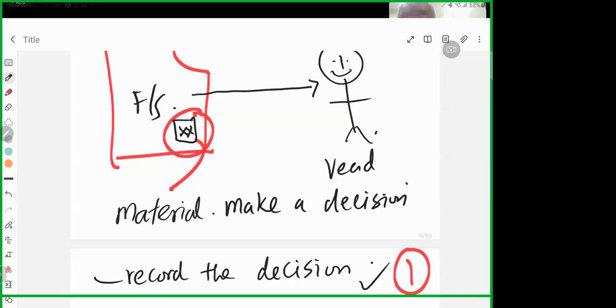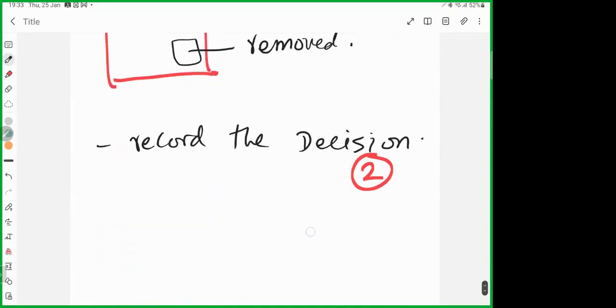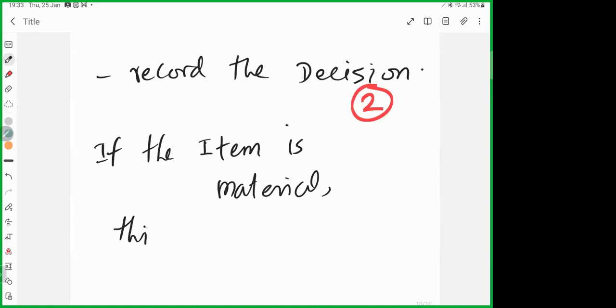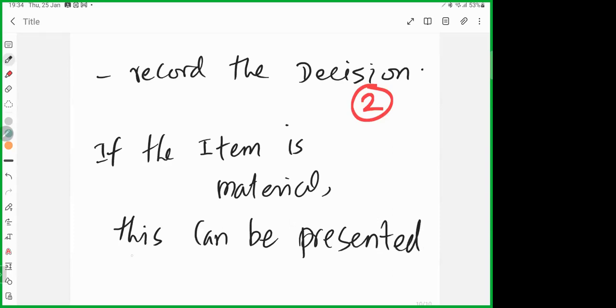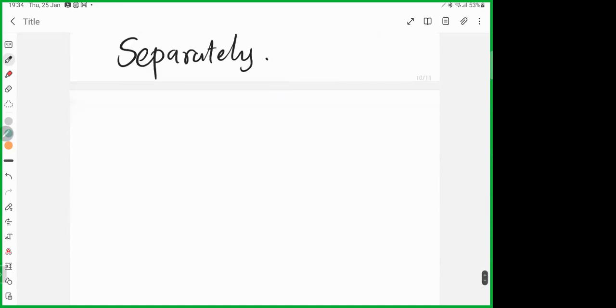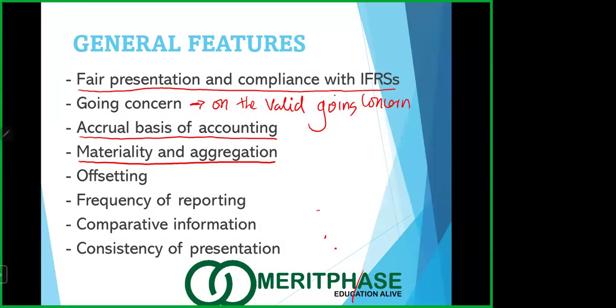Yes, clear. So, when the item is material, this can be presented separately in the financial statement. If the item is material, this item can be presented separately in the financial statement. But otherwise, now also we talk about aggregation.